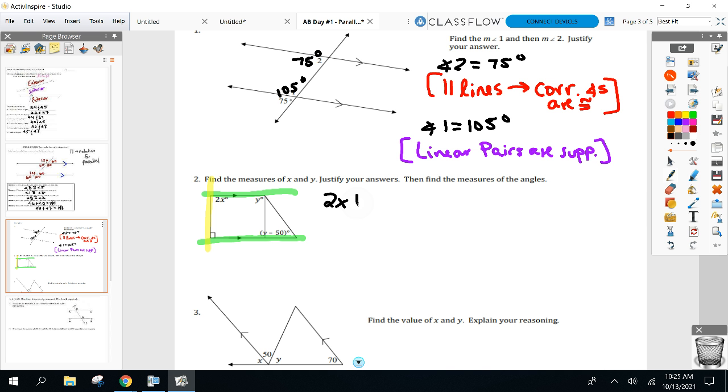2x plus 90 should add up to 180. Same side interior are supplementary. All right, let's solve for x. 2x equals 90, so x equals 45.